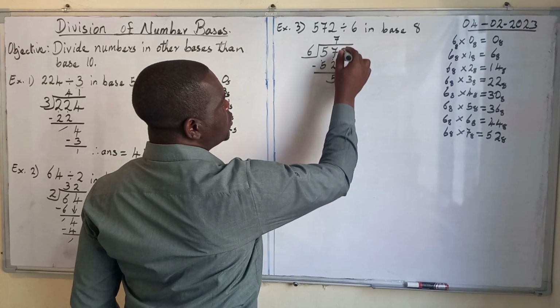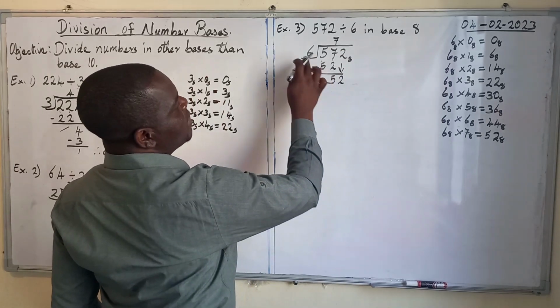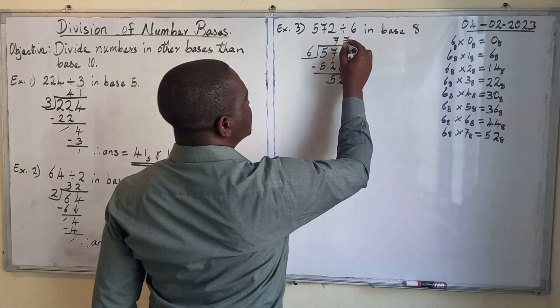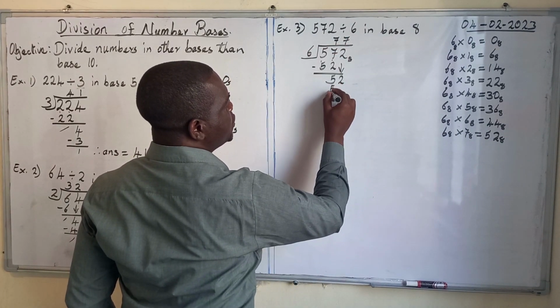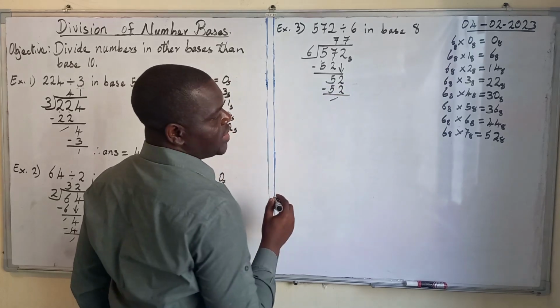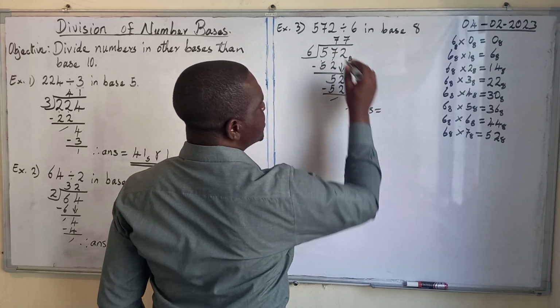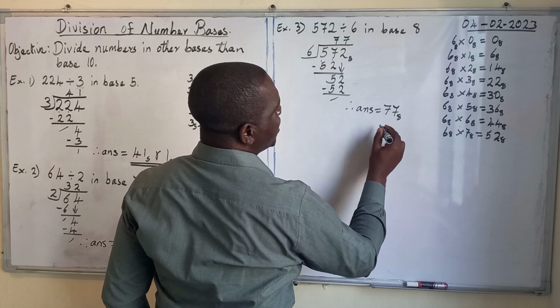You bring down 2. 52 divided by 6 in base 8 is equal to 7 times. And 7 times 6 is 52. If you subtract this, it's a dash here, and therefore the answer will be equal to 77 base 8.